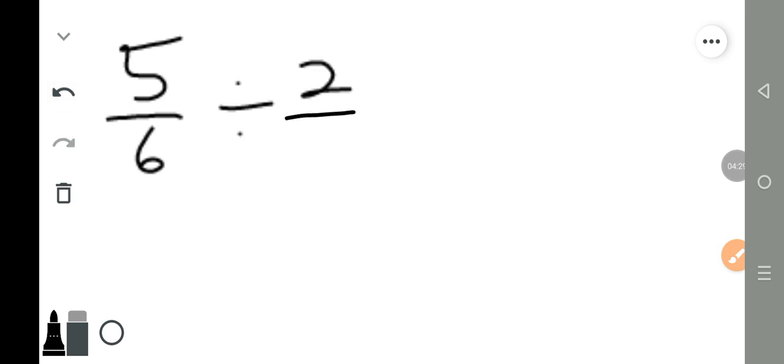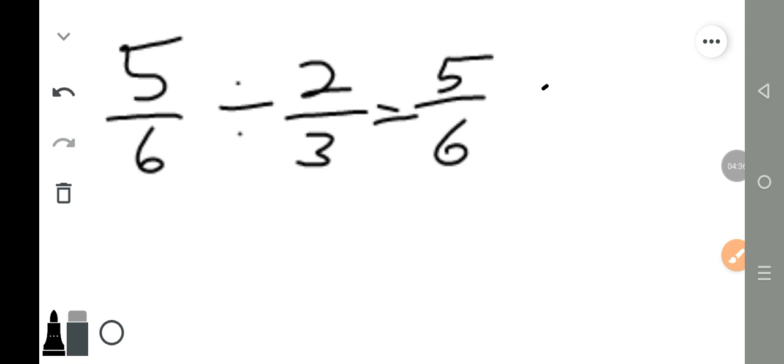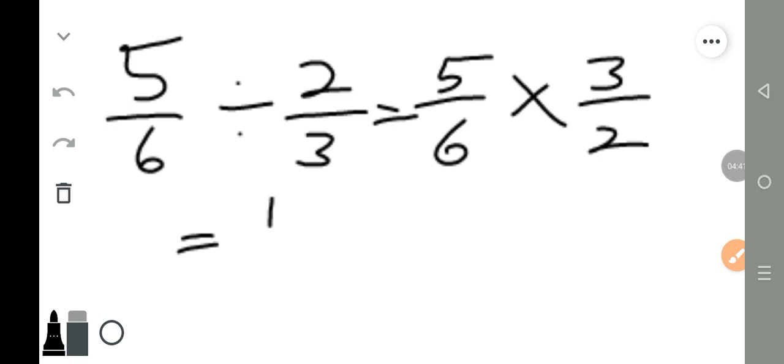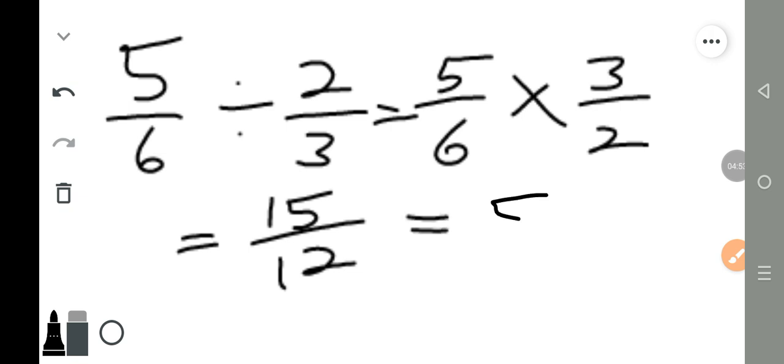Let's work on another example. This will be 5 over 6 divided by 2 over 3. As you already know, you take the reciprocal of the second. So that's 5 over 6 times 3 over 2. 5 times 3 is 15, and 6 times 2 is 12. That's your answer, 15 over 12. You can always simplify. When you simplify it, you have 5 over 4.